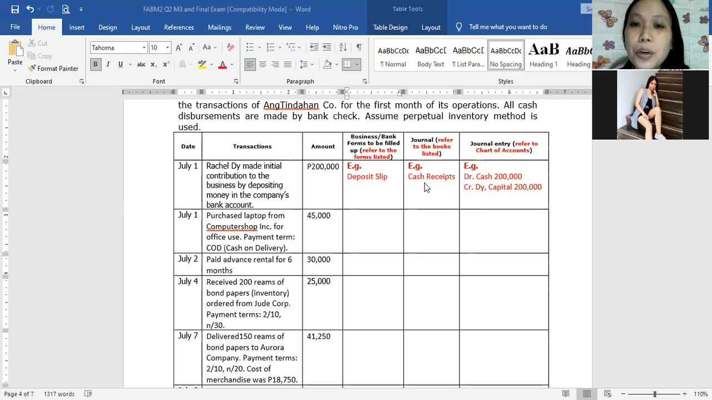Okay, what will be our journal entry in this transaction? Of course, debit cash, because the company has received cash, 200,000. And credit D capital, meaning Rachel D's capital. So the capital of Rachel D increased. How do you increase capital? You have to credit it. Credit D capital 200,000. So that is how you're going to prepare. Okay, that is July 1. Now let's go to another July 1 transaction.